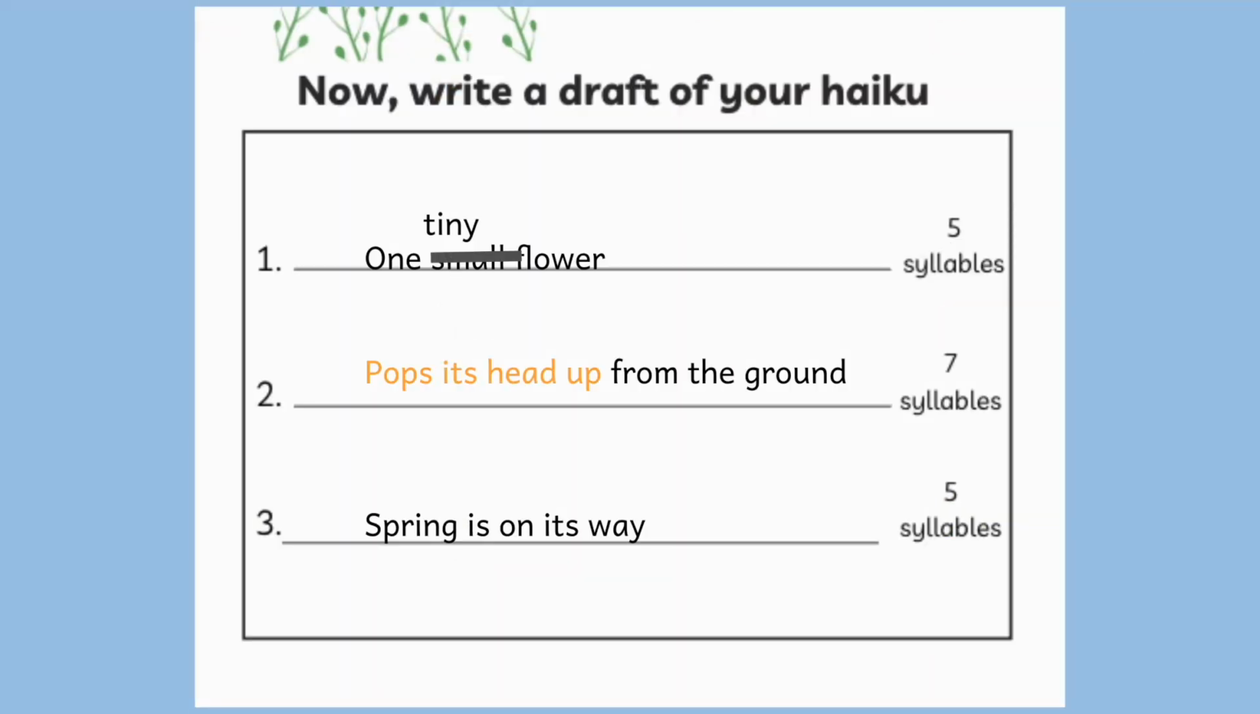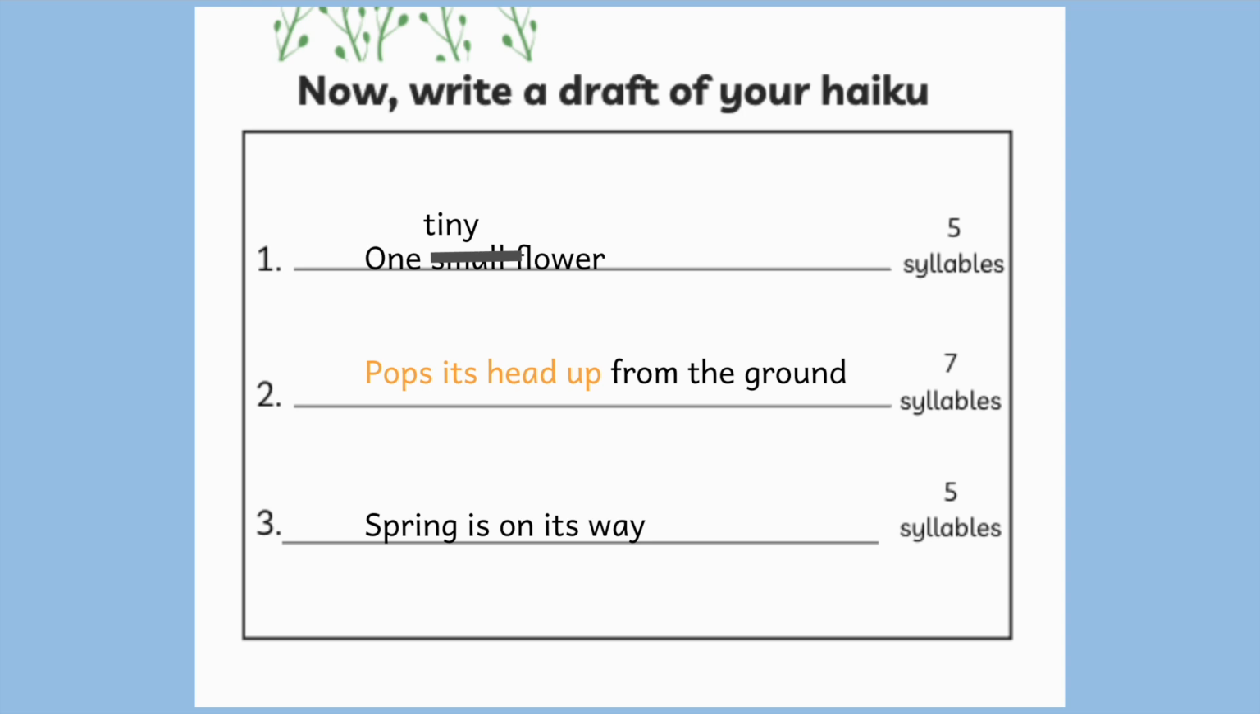I revised this. I changed small to tiny. I thought of a synonym, and it just so happens that synonym added one more syllable. One tiny flower. Now I'm at 5 syllables. So you might need to rethink a few words and think about rephrasing them to meet the syllable mark.